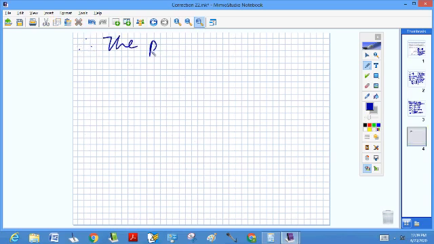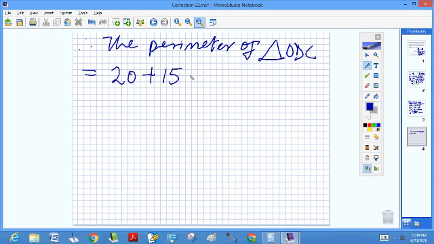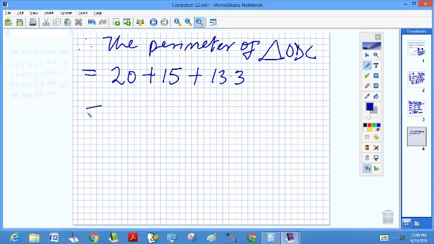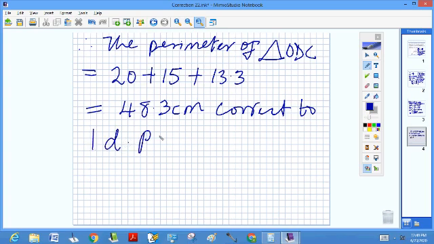Therefore, the perimeter of triangle ODC is equal to 20 plus 15 plus 13.3, which gives us 48.3 centimeter, correct to 1 decimal place. Thank you.